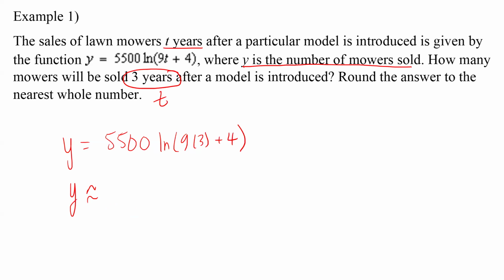What'd you get, Austin? 18,887. I think so. 18,887 lawnmowers, mowers coming their way. So that's what their model predicts.